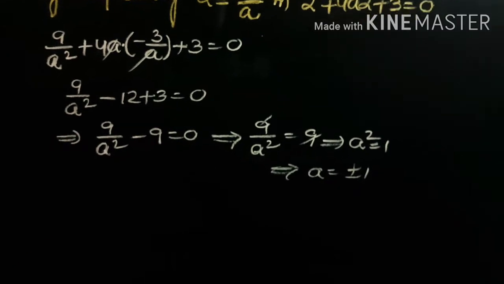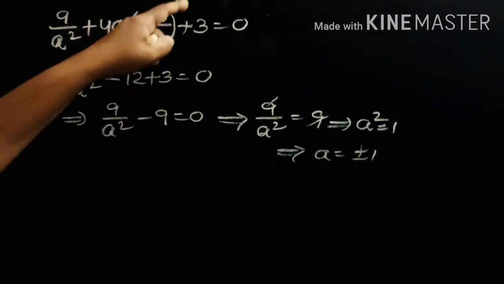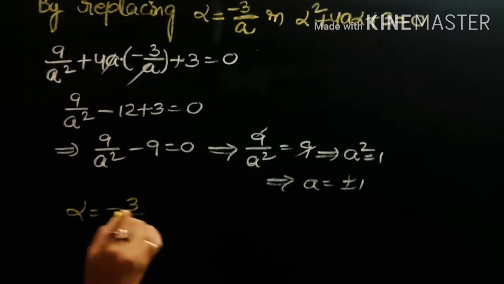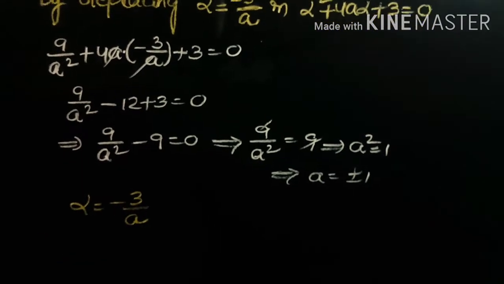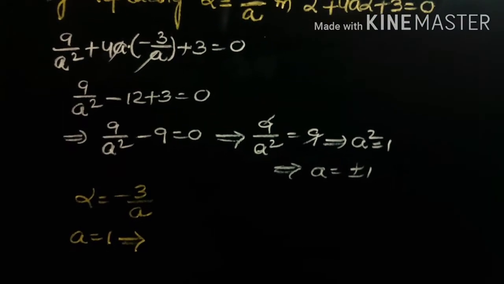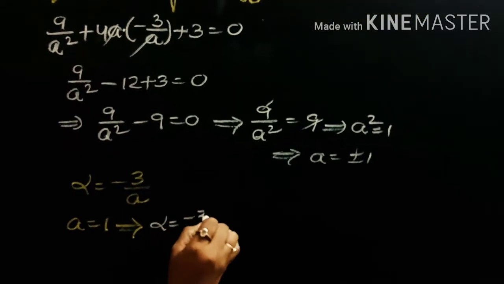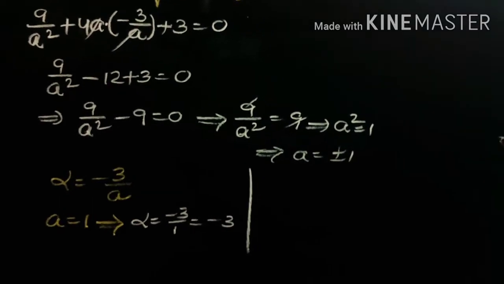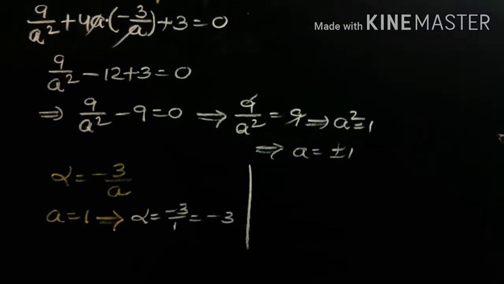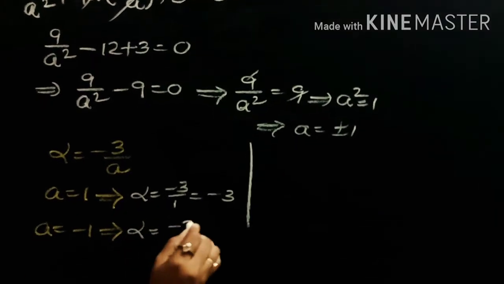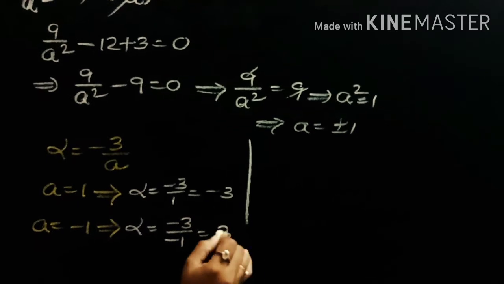Now, these are the values of a. Also, we want to find the common roots. Now we replace the value of a in alpha is equal to minus 3 by a. First, we replace a is equal to 1 here. Then alpha is equal to minus 3 by 1, that is minus 3. And in the second case, we take a is equal to minus 1. If a is equal to minus 1, then alpha is equal to minus 3 by minus 1, equal to 3.